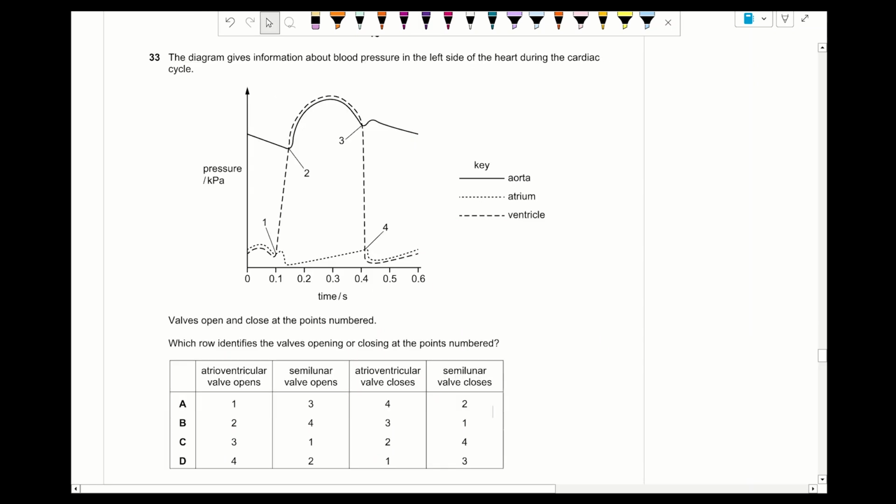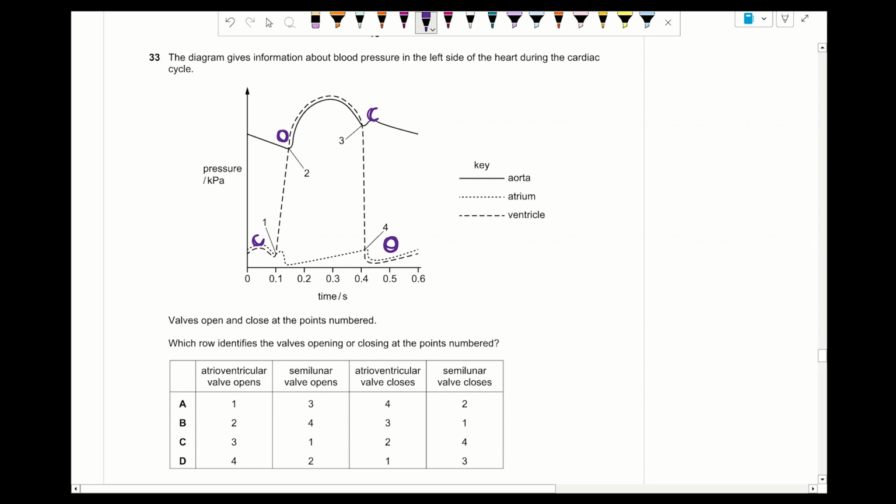Question number 33. The diagram gives information about blood pressure in the left side of the heart during the cardiac cycle. Valves open and close at points numbered. Which row identifies the valves opening or closing at the points numbered? So first of all, there's a mnemonic that we must all know. It is CO, so a mnemonic once we see this graph of the cardiac cycle. So CO, which indicates the opening and closing of the valves.